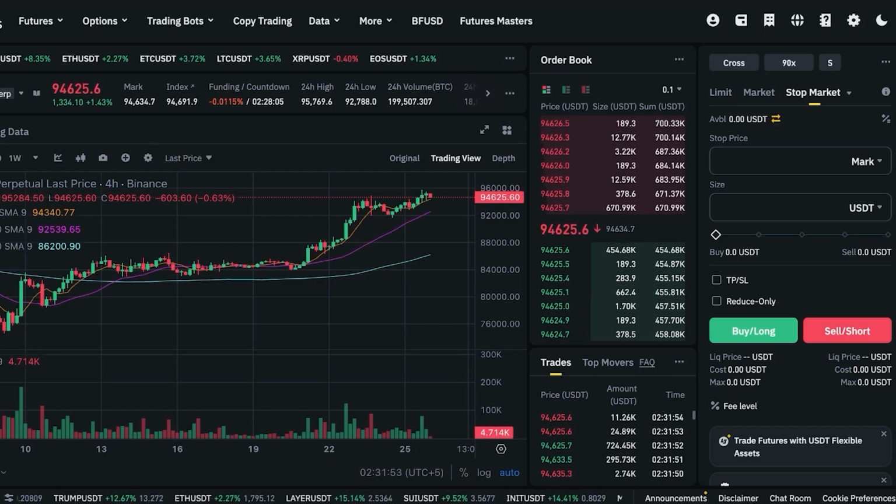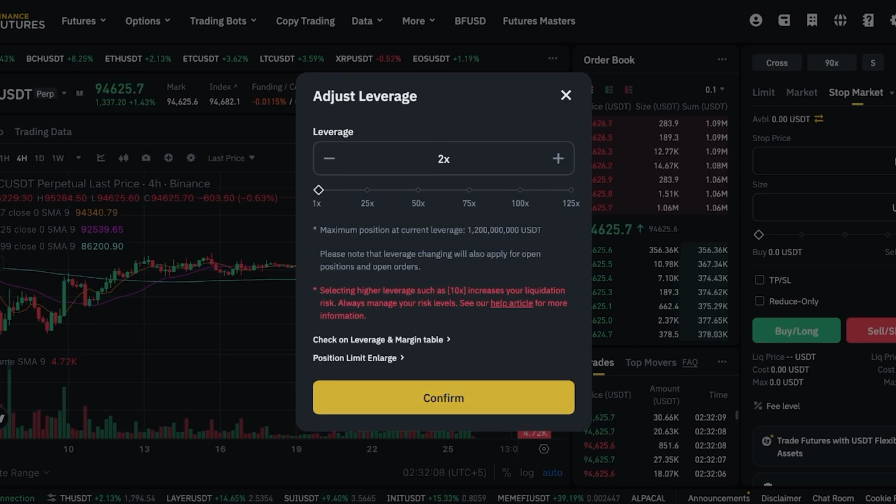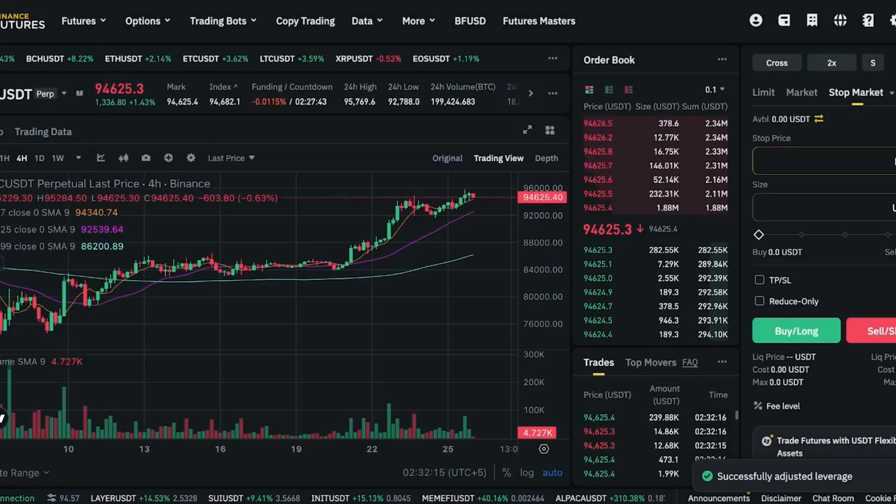Now, beginners should start with a lower leverage to minimize their risk. 2 to 5x leverage is honestly what you're going to be using when you're starting out. You don't want to go for higher leverages. Any leverage higher than 10x increases your risk of liquidation. So make sure to always manage your risk levels.